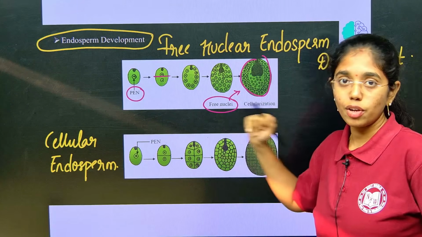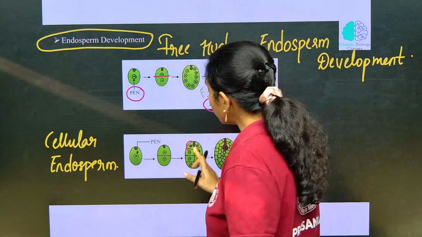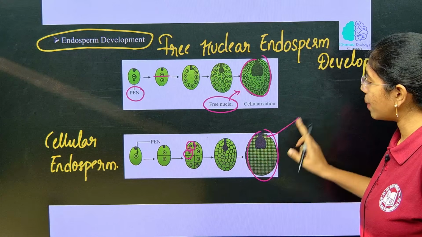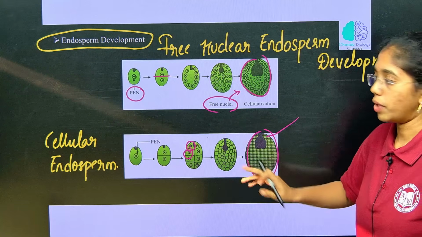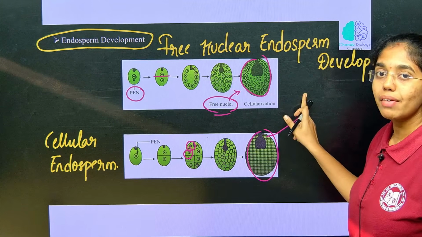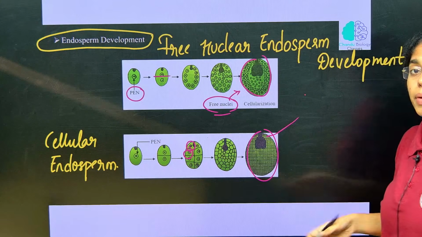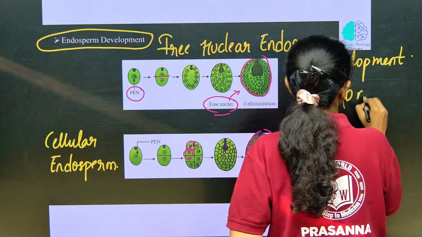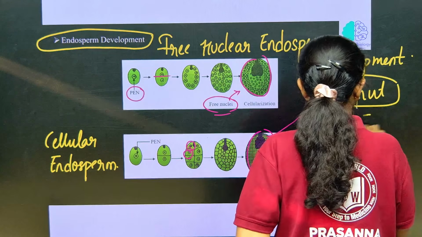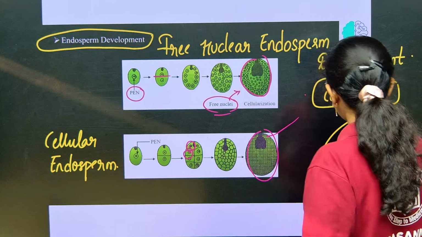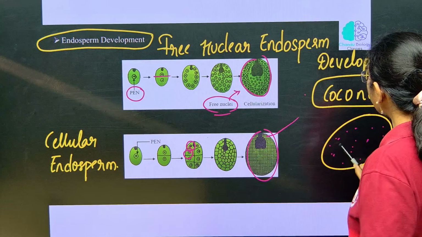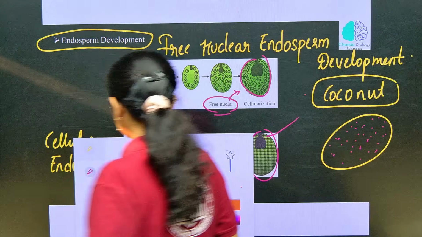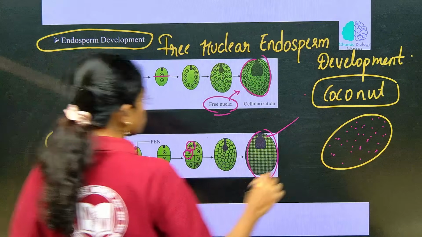Whereas, if you see in the cellular endosperm, each karyokinesis is followed by cytokinesis, and you will see the cellular endospermic development like this without any free nuclei formation. Both free nuclear endospermic development and cellular endospermic development you will see in a single plant. I can give you the best example of coconut, where at the center the liquid endosperm is present. This liquid endosperm is the result of free nuclear endospermic development and the thick endosperm which is formed is cellular endosperm.